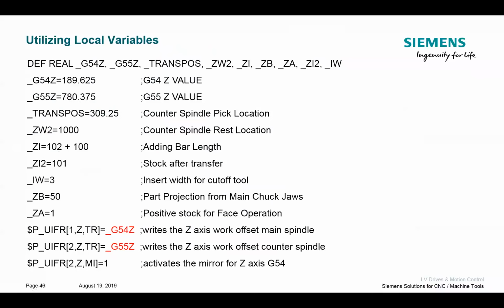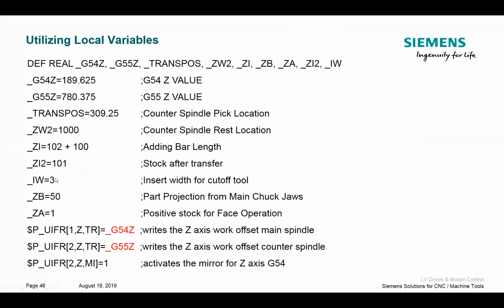It needs to be connecting to the jaws. So this is why I'm giving it this ZI. When we look at the part program, you're going to see where that's inside of the workpiece definition. There's ZI2, stock after transfer, the insert cutoff width. So all of this stuff is now allowing the operator to do some tweaks.